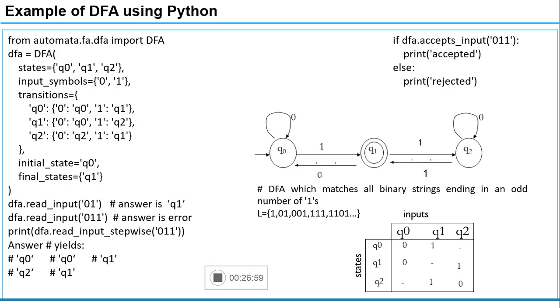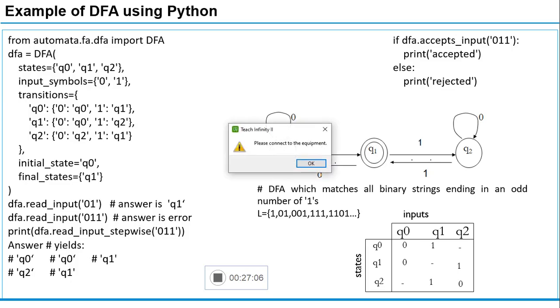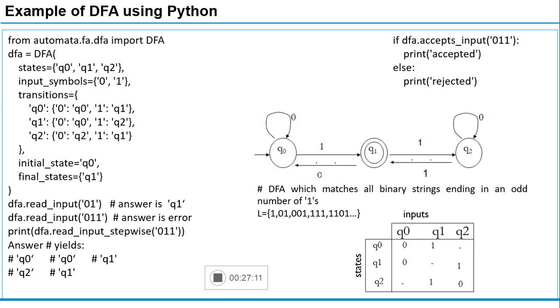The next one is, we move on to q1. When q1 reads 0, it is moving on to q0. Then q1 reading 1 is moving on to q2. Then we have q2. q2 reading 0 is moving on to q2 itself. If it reads 1, it is going to move on to q1. So the table has been formed now.